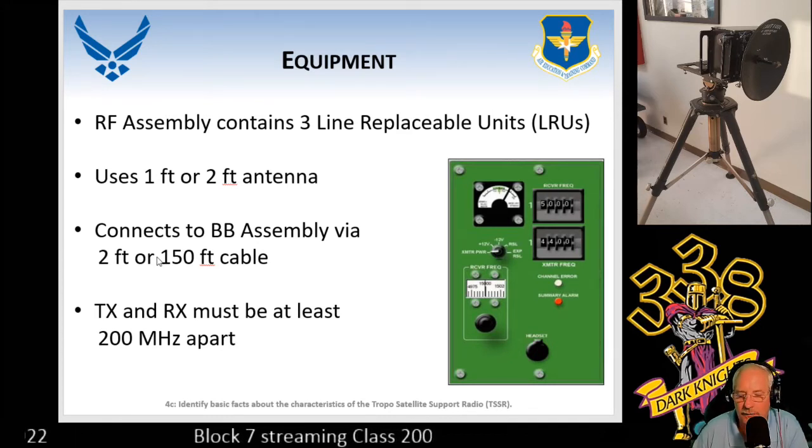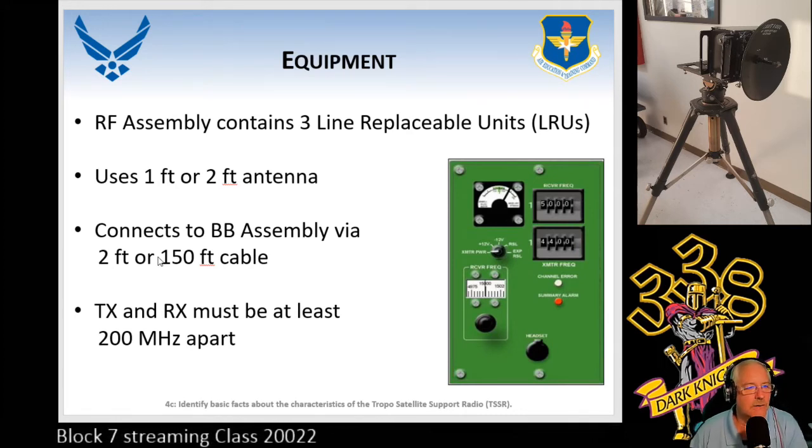You'll have the 2-foot antenna on the lid and the 1-foot antenna on the bottom. The reason they did that was so they could put the cables and the stakes on the bottom portion. This connects to the baseband assembly either on the tripod or somewhere else. It can be attached with the 2-foot cable or the 150-foot cable.